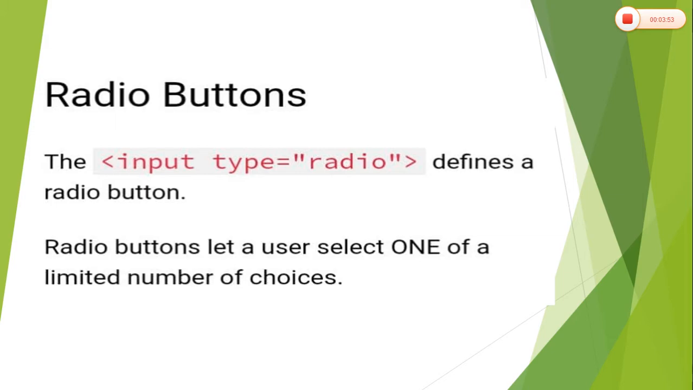It defines a radio button. How is the radio button used? For single selection, when it doesn't require multiple selection. At that time we use the radio button. How does the radio button look? It looks like a circle.